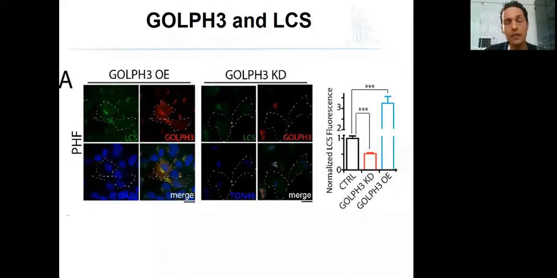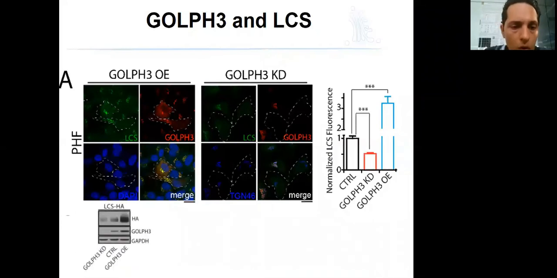So at this point, since lactosylceramide synthase is the strongest interactor and also the most upstream enzyme in the glycosphingolipid biosynthetic pathway, we focused our attention on this enzyme and looked at the endogenous lactosylceramide synthase. Upon GOLPH3 overexpression, the fluorescence of the enzyme increases in the Golgi, while it completely disappears upon GOLPH3 knockdown. This change in fluorescence also corresponds to a change in the levels of the protein, meaning that GOLPH3 positively controls the level of lactosylceramide synthase and also all the other GOLPH3 clients.